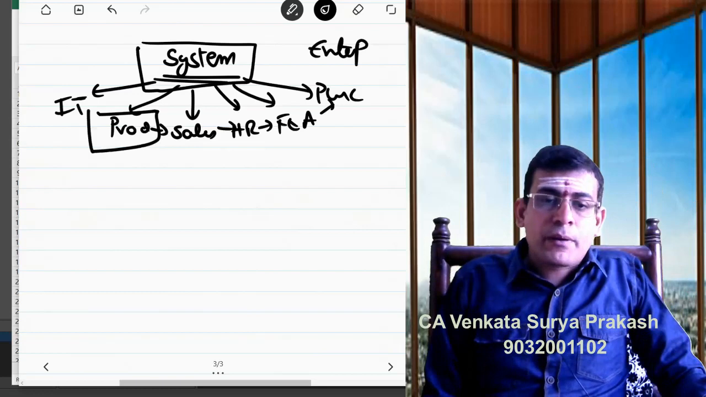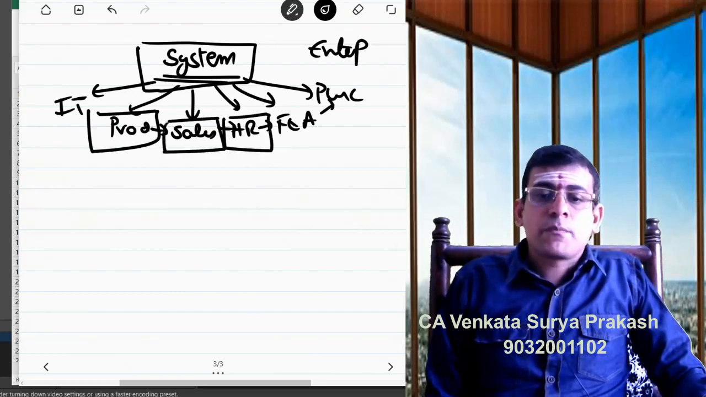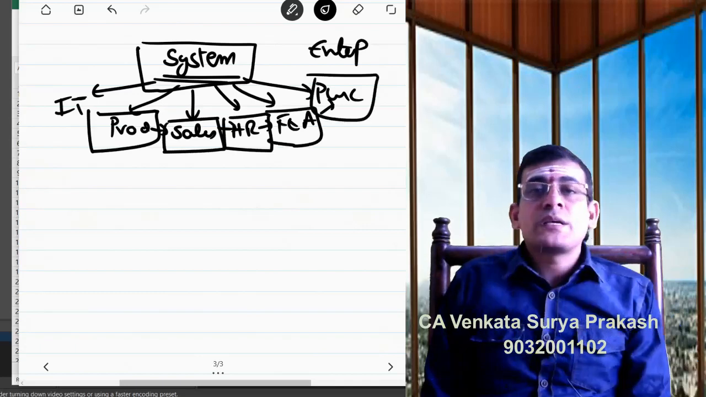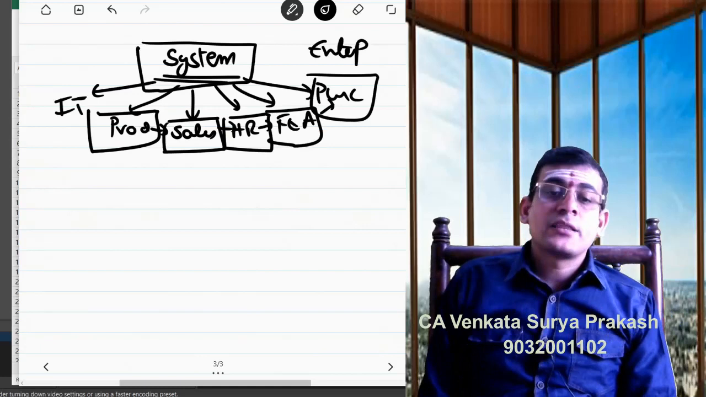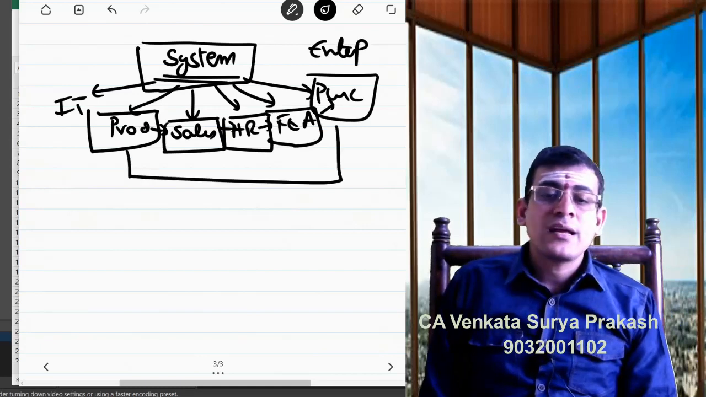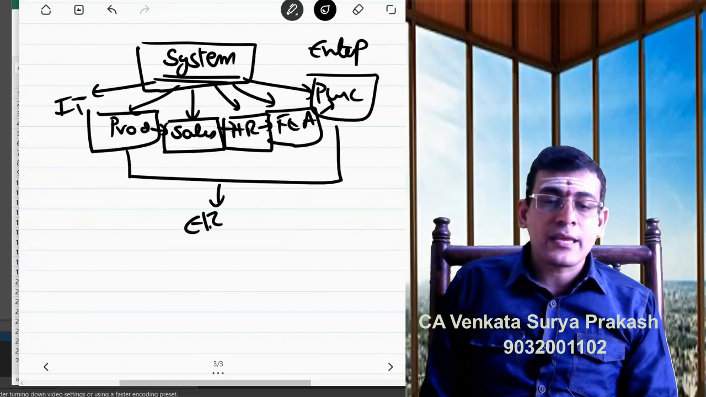Each of these is a separate department, but there should be some sort of connection. That's what is called your enterprise resource planning, ERP.